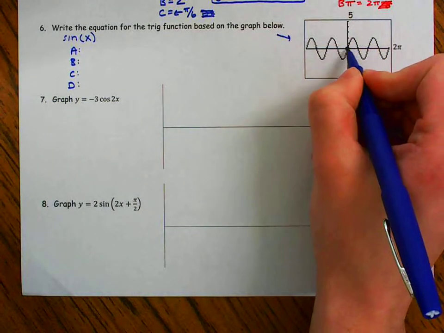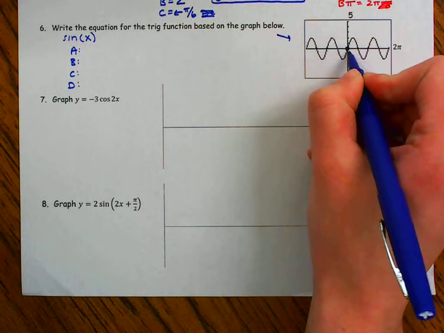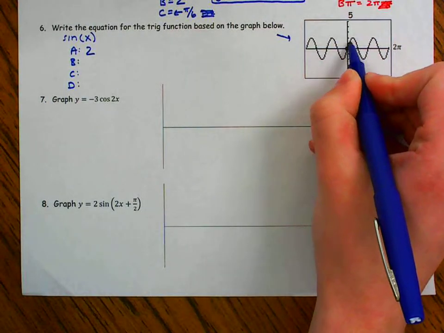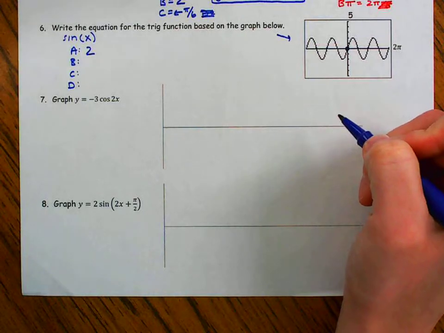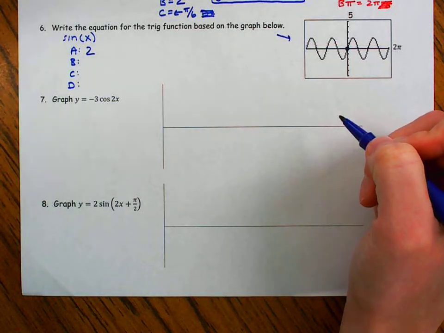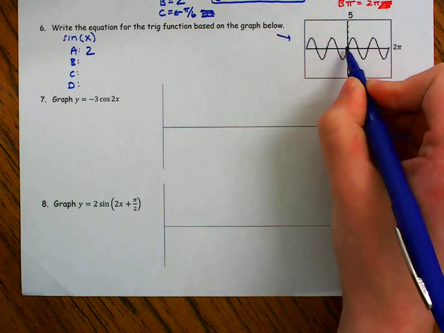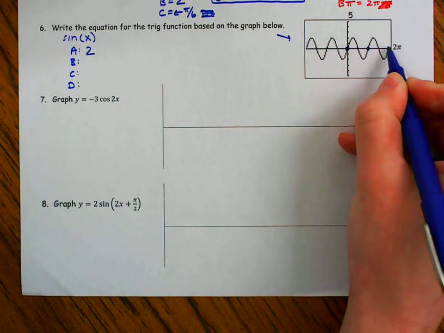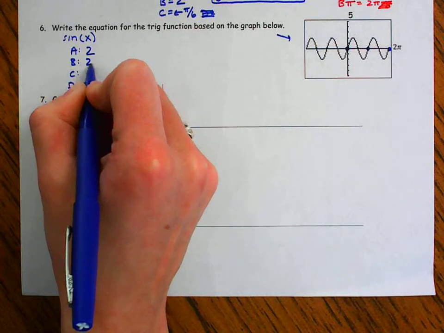A is the amplitude from the center. We go up 2 and down 2, so my stretch is 2. It's not flipped because sine is supposed to go up first, and this does go up first. B, again, is the number of cycles in 2 pi. So when I look at this, here's 1 complete cycle. Here's 2 complete cycles. So I went 1, 2 cycles, so B is 2.